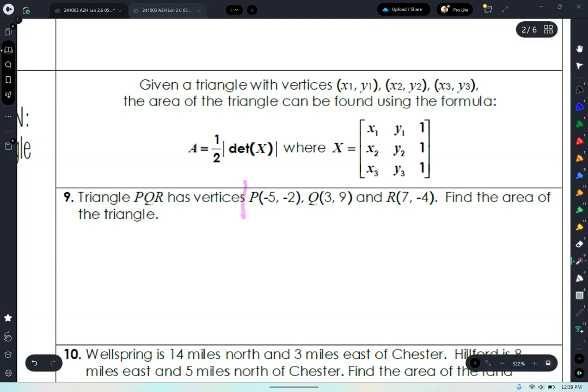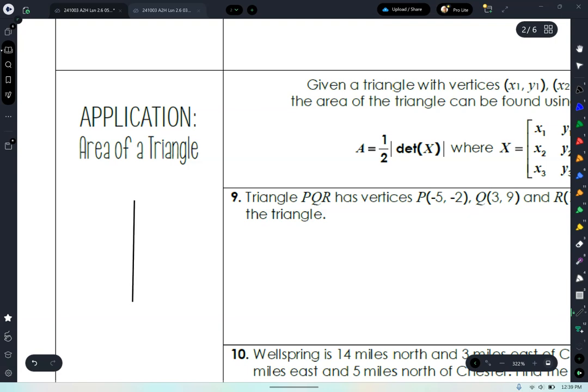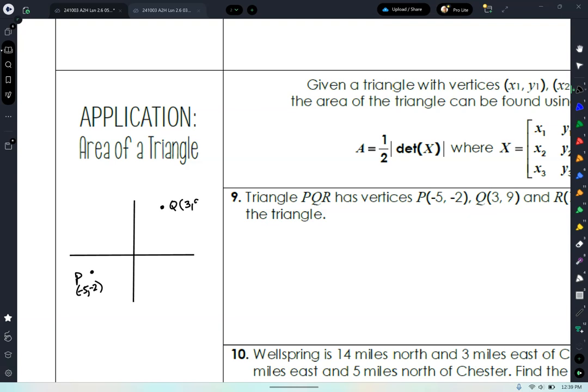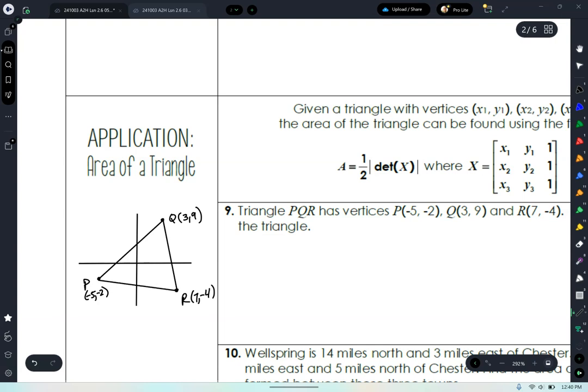So let's find the area of this triangle right here. Let's just ballpark this and sketch it out over here. So P is at -5, -2. I'm going to put P right here at -5, -2. Q is at +3, +9, so maybe here-ish. So this is Q at +3, +9. And R is at +7, -4, so out here, and -4 is probably down here-ish, like that. So R is at 7, -4. So let's connect these points like that.